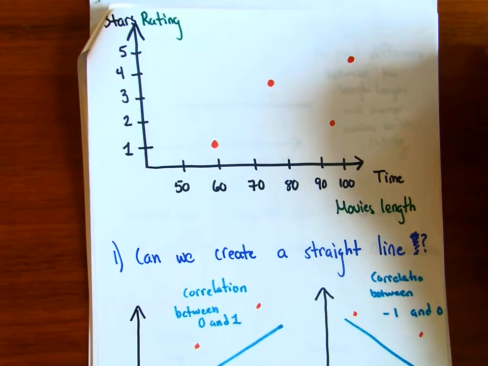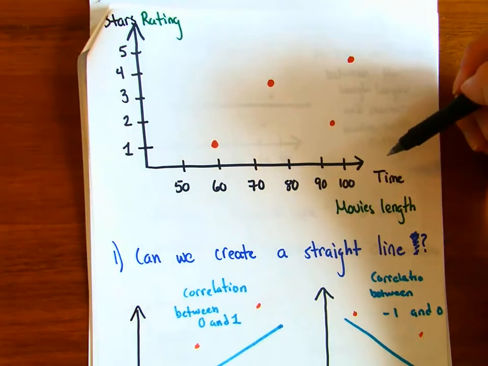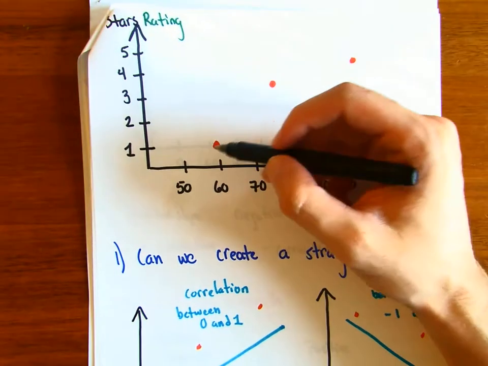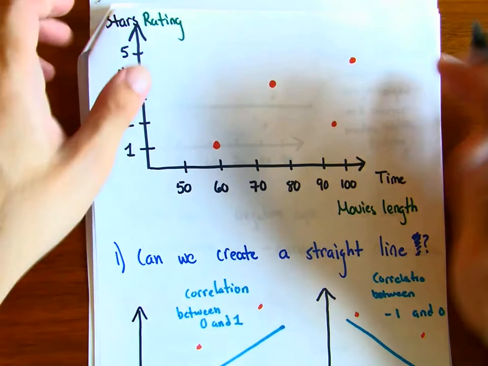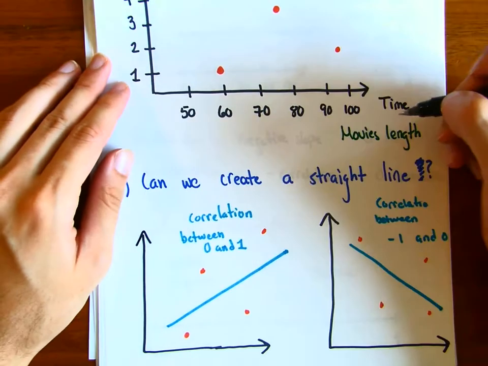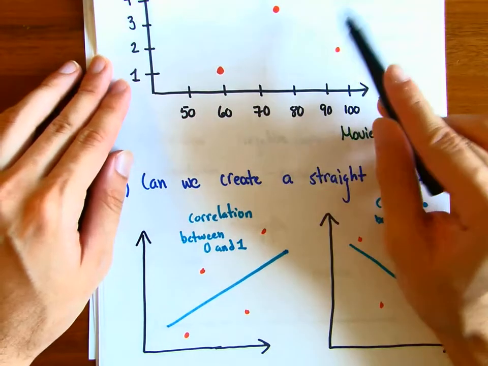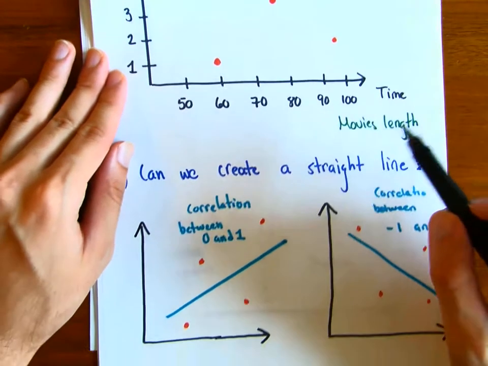So if we had the time of a movie, how long a movie was, and its star ratings, notice how we have one data value here, one data value here, one data value here, one data value here. The idea with linear correlation is, can we create a straight line? What is the line that best fits these data values?